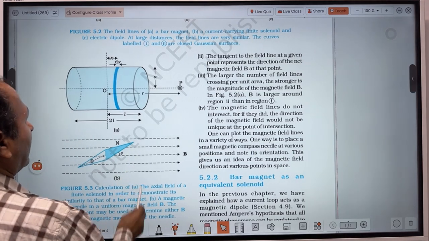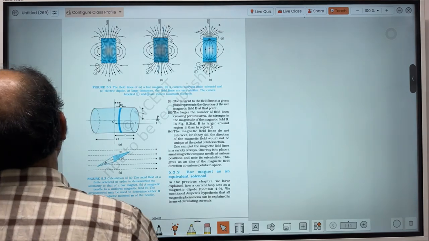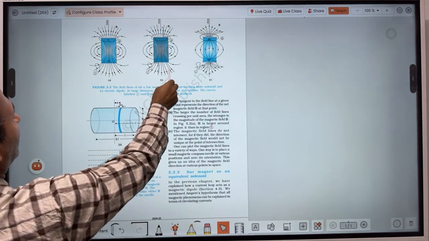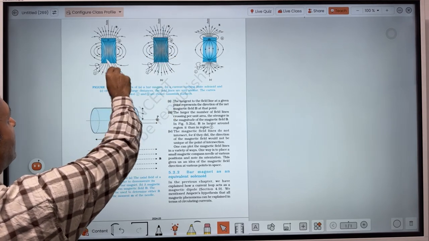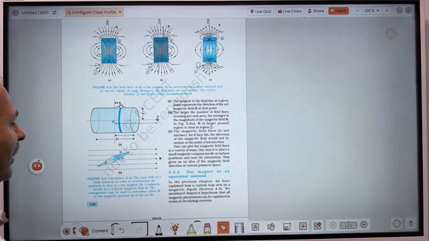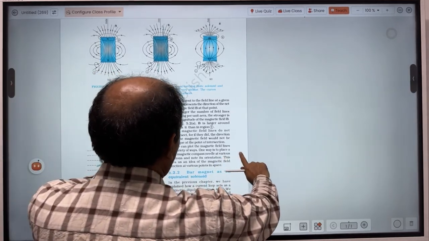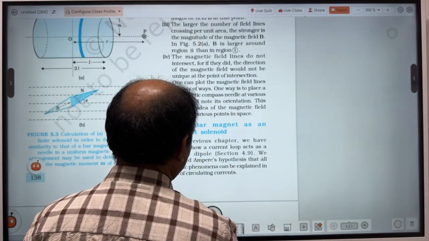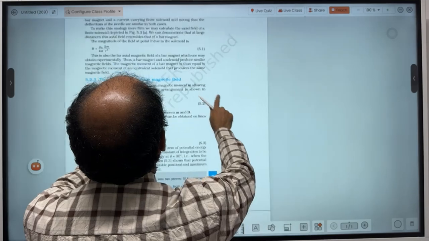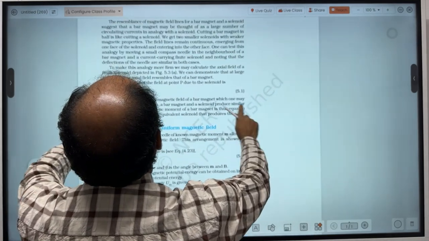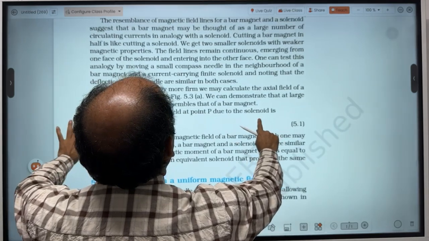Now, there is another point. A bar magnet is equivalent to a solenoid. Definitely from this figure it is clear, this is the current due to, these are field lines due to a solenoid, this is a bar magnet. Obviously they are similar. So we can say that all properties will be similar. Now here the same thing is explained.